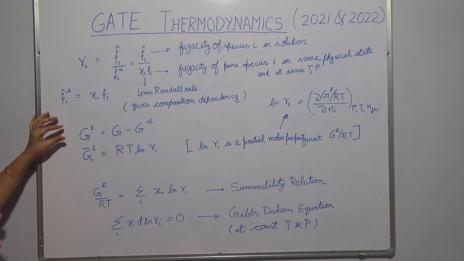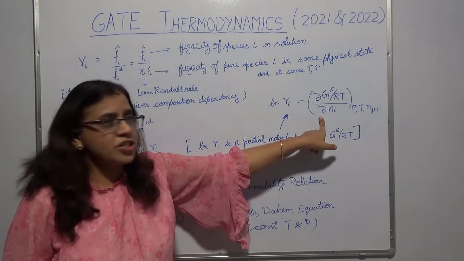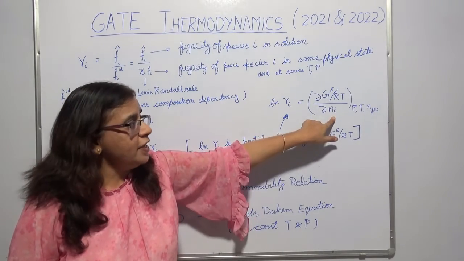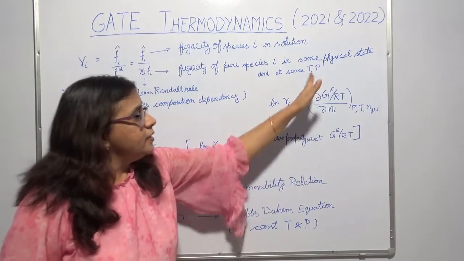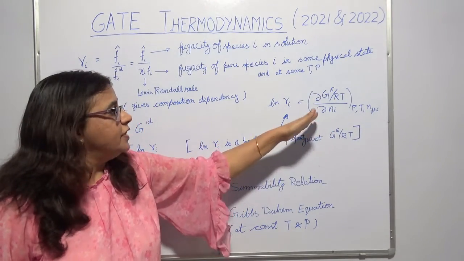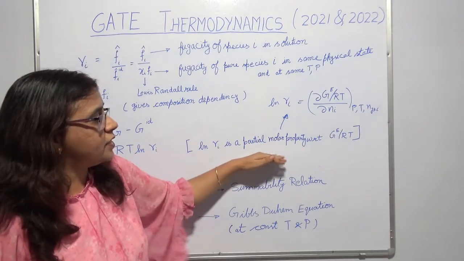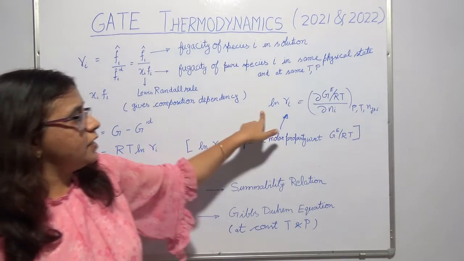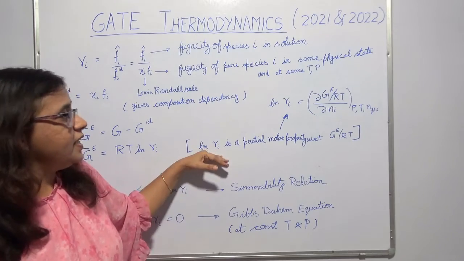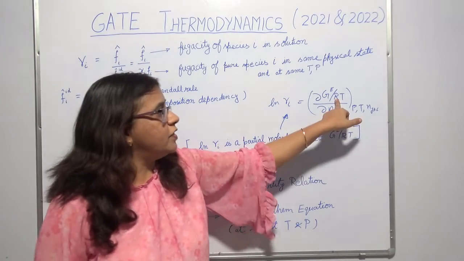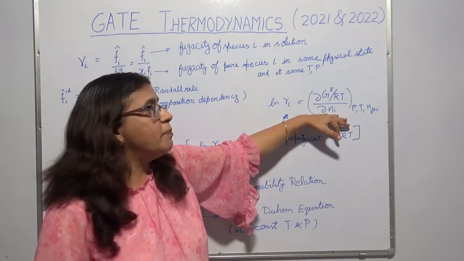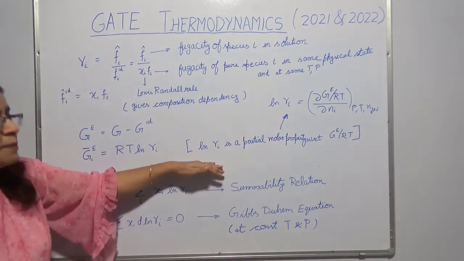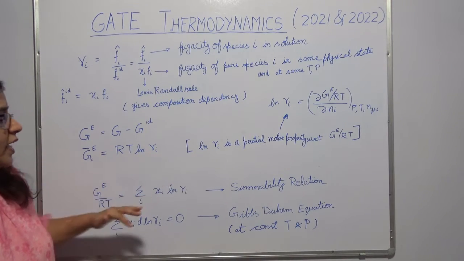Now if I divide this by RT and take its partial derivative with respect to the mole number of i, while keeping pressure, temperature and the mole numbers of all other components constant, then this partial derivative is the partial molar property, and that is equal to ln gamma i. So what I am saying is that ln gamma i is a partial molar property with respect to GE by RT, because I am obtaining it by taking a derivative with respect to the mole number of i. If it's a partial molar property, then directly you can come up with these relations.